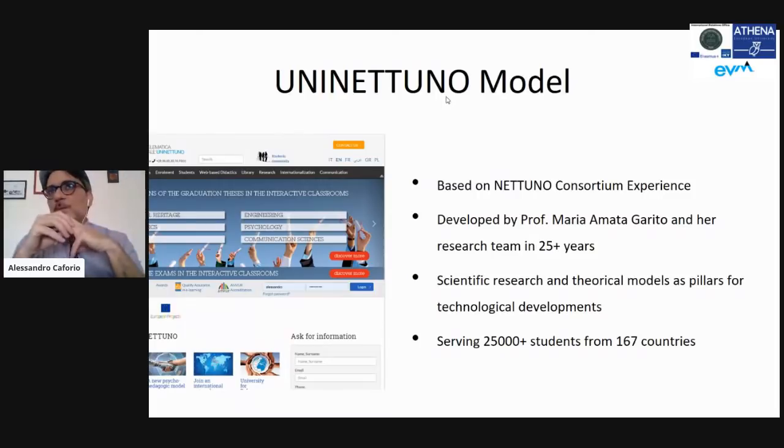So the Uninettuno platform is something very specific that we developed and we keep evolving using both research results and technological implementation. Currently, we are serving more than 25,000 students coming from 167 different countries because we offer programs not just in Italian, but also in English, French, Arabic, and also Greek, Spanish, and something very little also in Chinese and Russian. What I'm going to try is to introduce you to the Uninettuno model, using that model in order to give you some hints about how to reorganize your didactic.